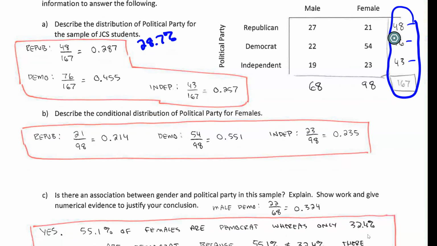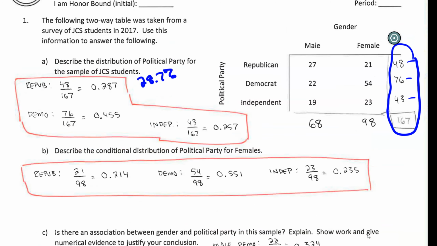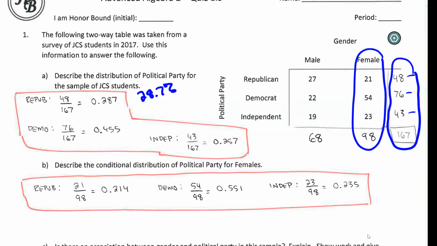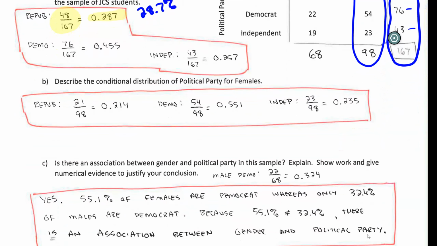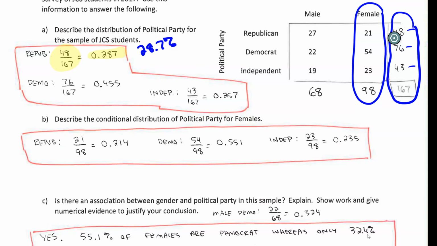Now describe the conditional distribution of political party for females. Now we just look at the females. When you're giving percentages or when you're doing things like this, it sounds a little ridiculous, but you really need to write down the fractions, what you divided to get those percentages. So, for example, let me address this here in a little bit, but always show your work even though you probably don't want to and you don't think you need to.